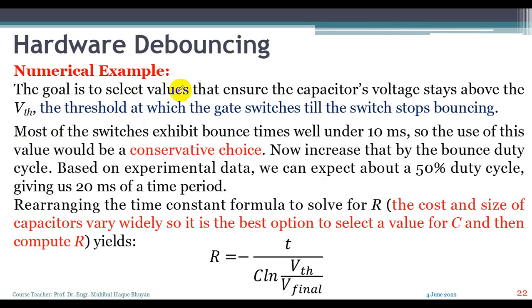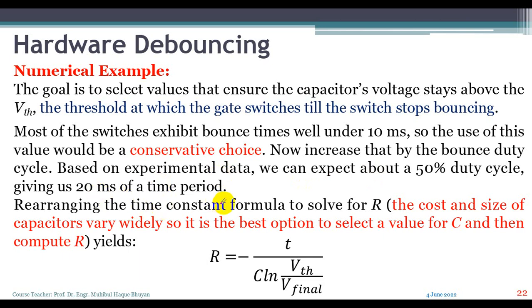The goal is to select values that ensure the capacitor voltage stays above the V threshold, the threshold at which the gate switches, till the switch stops bouncing. Most of the switches exhibit bounce time well under 10 milliseconds, so the use of this value would be a conservative choice. Now increase that by the bounce duty cycle. Based on experimental data, we can expect about a 50% duty cycle, giving us 20 milliseconds of time period.